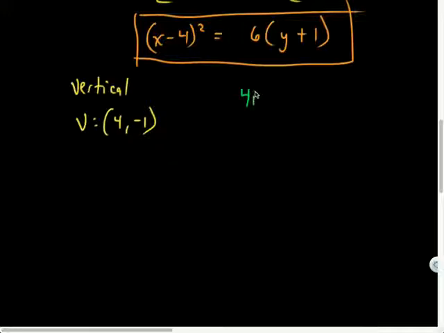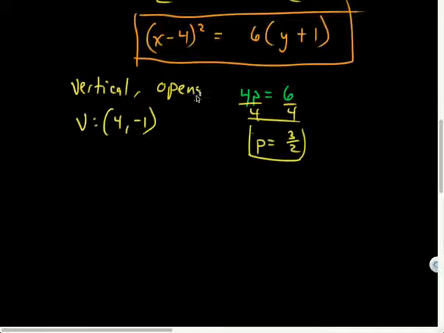So if 4p is equal to 6, right? Because that leading part right there is 4p. I could then divide both sides by 4, and I'd get p is equal to 3/2, or 1.5. Because p is positive, that tells me that this opens in the positive direction. So that is up in the case of vertical, right?